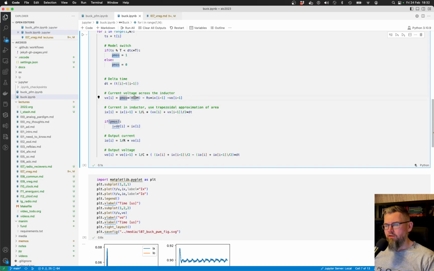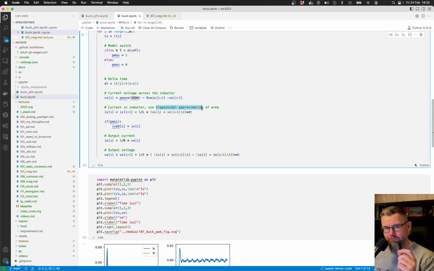So when the PMOS is 1, then we multiply by VDDH, minus, this is trying to model the series resistance in either the PMOS or the NMOS. And then the output voltage gives us the differential voltage across the inductor. And then we integrate that differential voltage. Here I'm using something called, I think, a trapezoidal approximation.